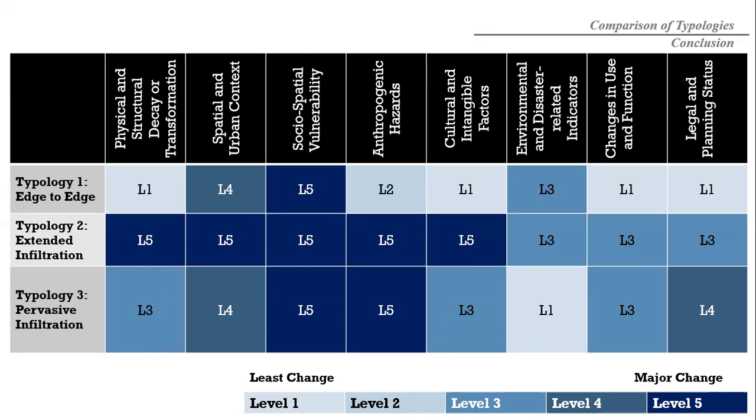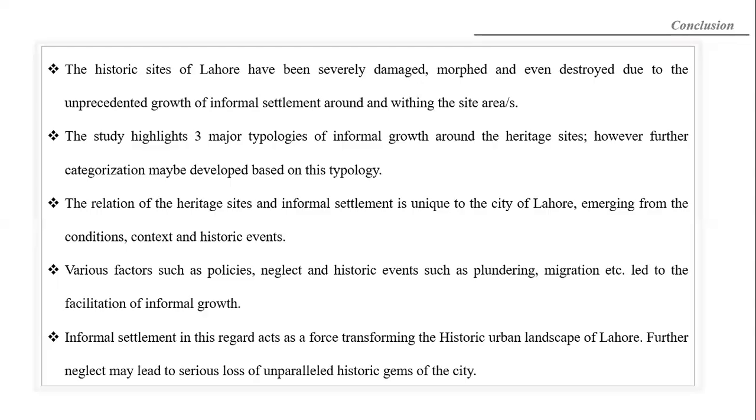The typologies were marked in levels from L1 to L5, where L1 referred to the least change in the heritage site due to the informal settlements and infiltration, and L5 as a site with major changes or destruction. In the end, I would like to say that the study is integral to understanding the complex role of heritage sites, especially in the case of the Global South, where the historic buildings are understood and sometimes misused in the larger urban context.